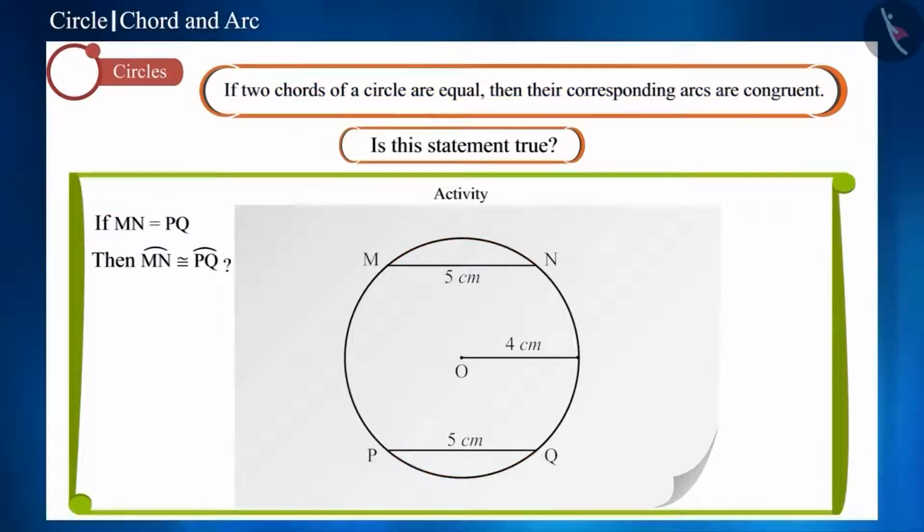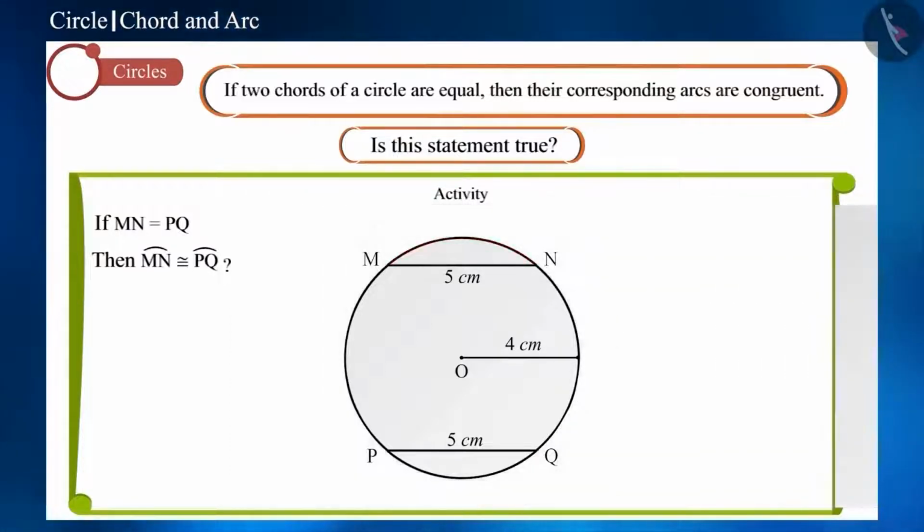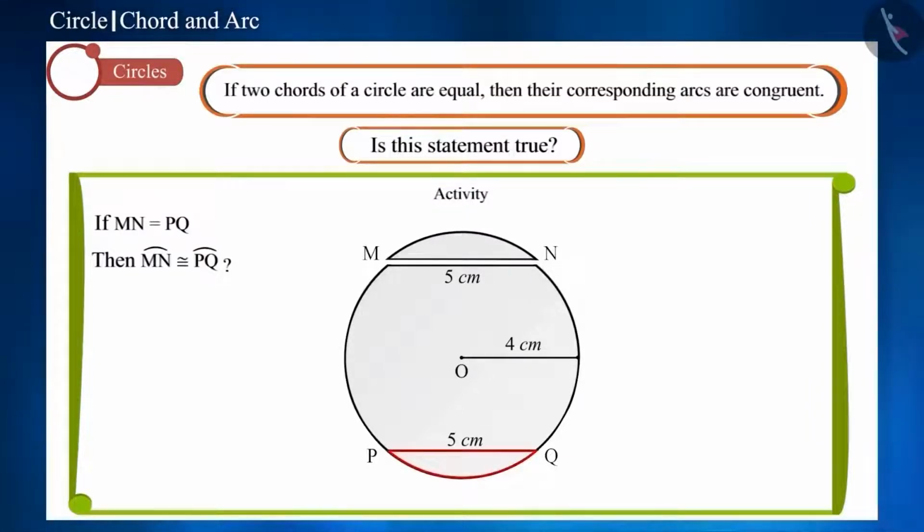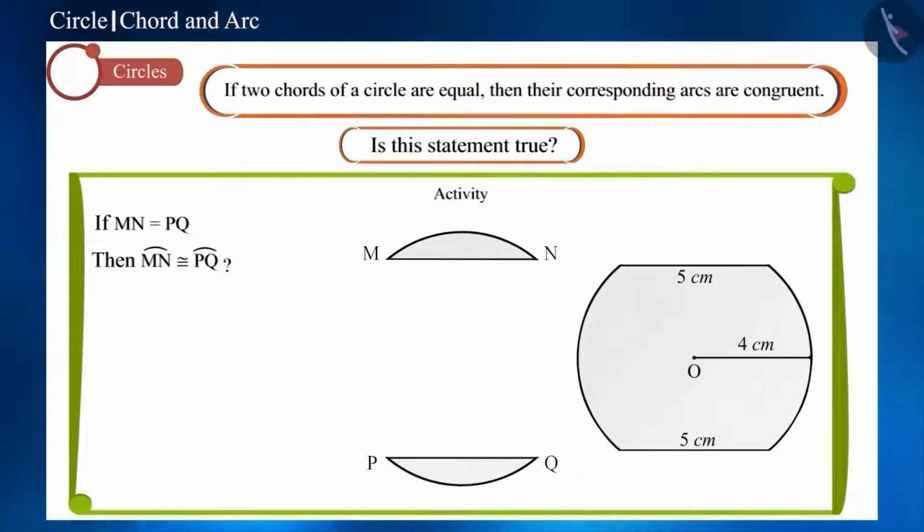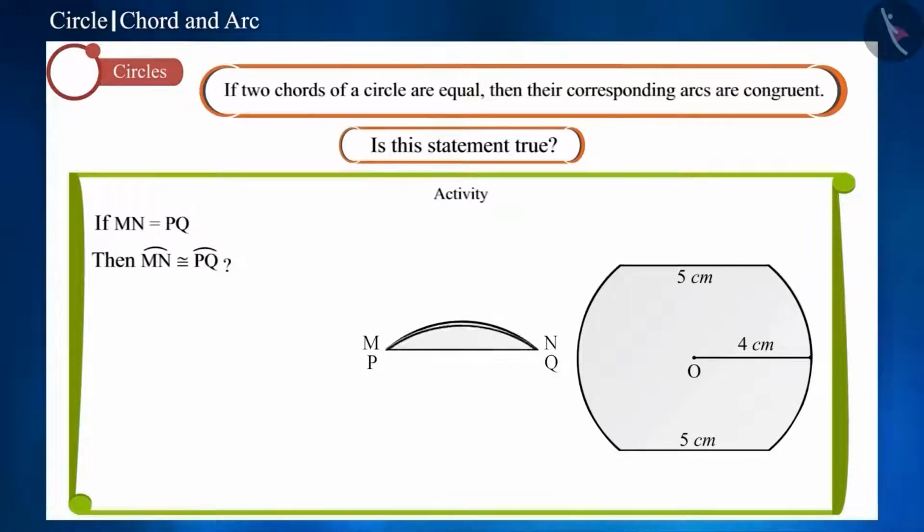Now let's see. Friends, with the help of scissors, cut the circle like this. And now, separate this part made by arc MN and chord MN from it. Similarly, also separate this part made by arc PQ and chord PQ from it. Friends, now place these 2 parts on top of each other. You can see that they cover each other completely.